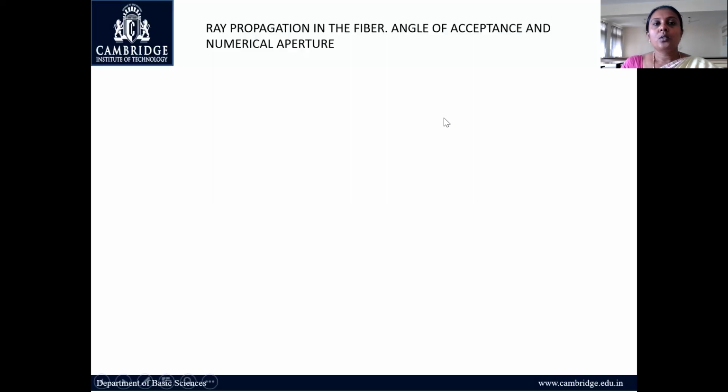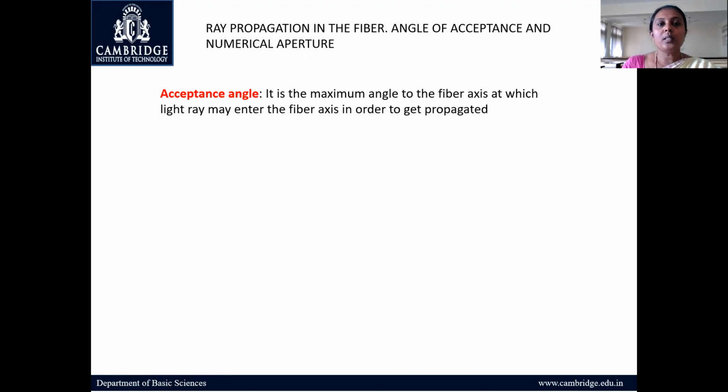Hello students. So today we're going to discuss the ray propagation in the fiber, and also we are going to find out the angle of acceptance and the numerical aperture. Now let us define the angle of acceptance. So what is the angle of acceptance, or acceptance angle?